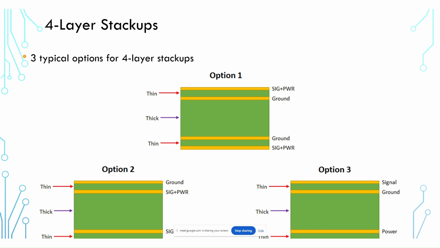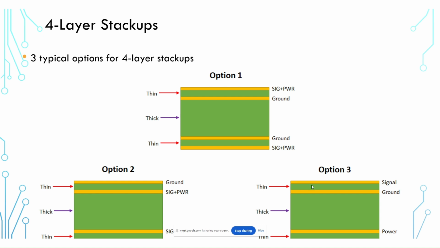For option 3, you could use DC signals. You could use very slow edge rate signals and put those on the back layer, configuration signals, things like that. That's perfectly fine to put those on the back layer. But this type of system is really something that I think is more for specialized power systems.